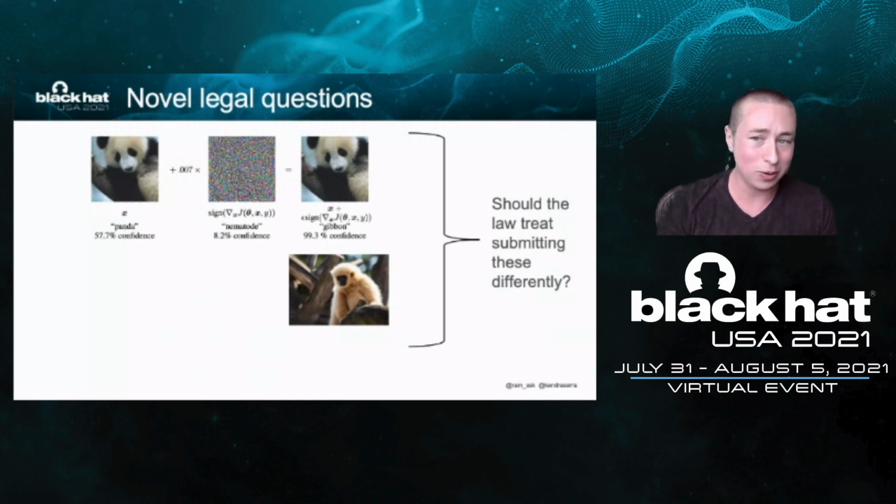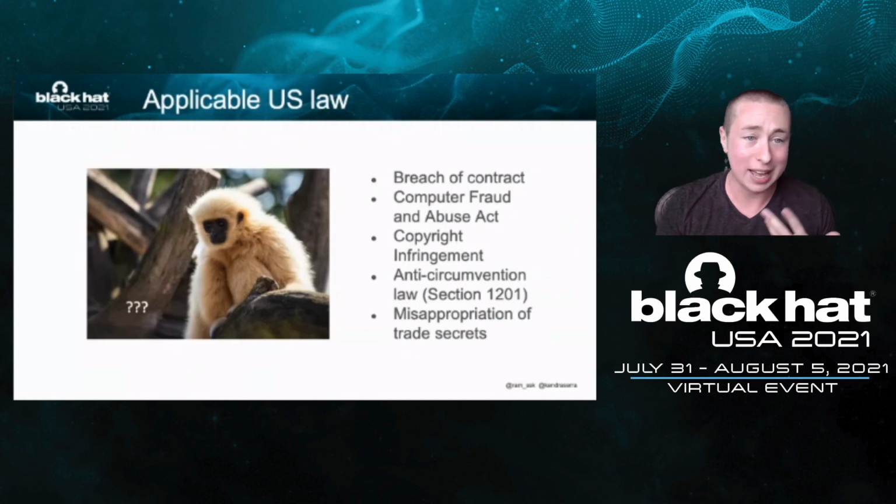So to answer that question, we're going to look at a bunch of different bodies of US law. The applicable bodies of law that we'll discuss are breach of contract, the Computer Fraud and Abuse Act, copyright infringement, anti-circumvention law, which is called Section 1201 for those in the know, and then finally misappropriation of trade secrets.